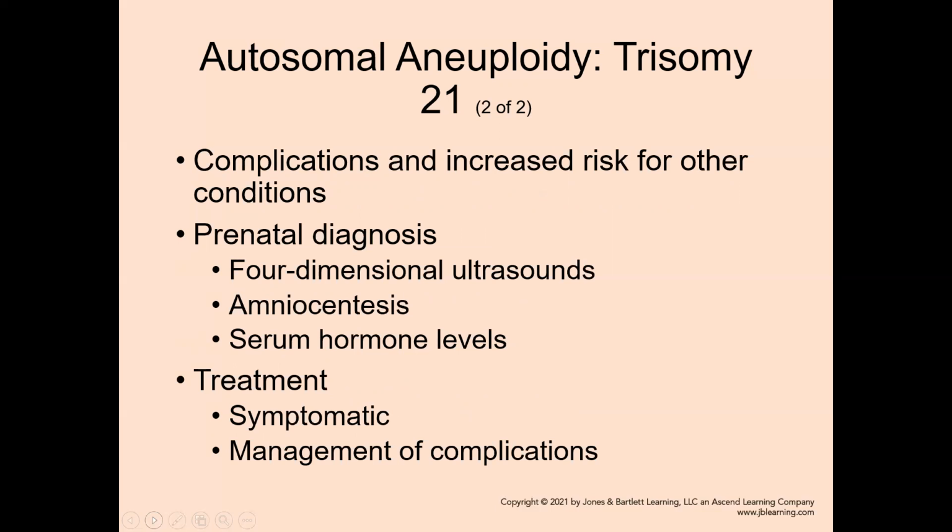Prenatal diagnosis can be made on 4D ultrasounds, amniocentesis, and serum hormone levels. They can often check for Down syndrome as part of a workup for high-risk couples to let you know if your fetus has it or not. Most of this treatment is symptomatic and management of different complications.